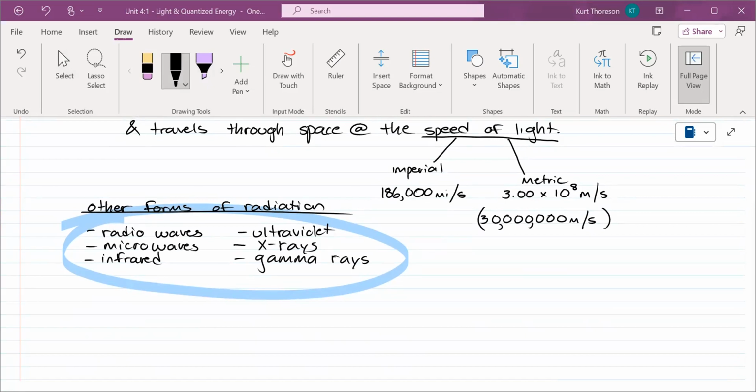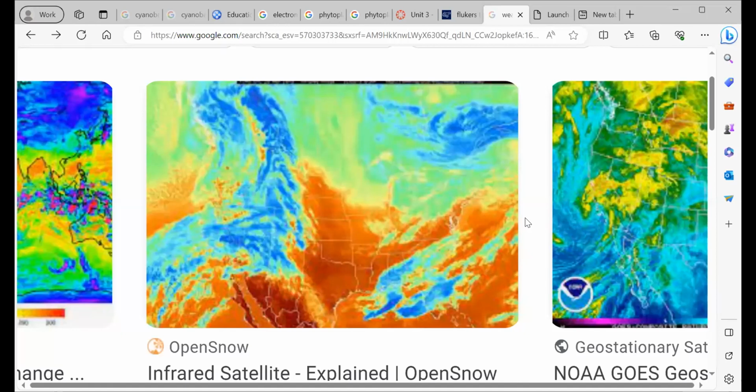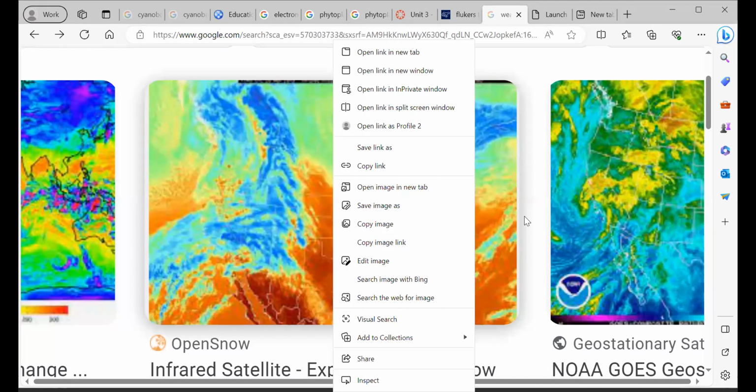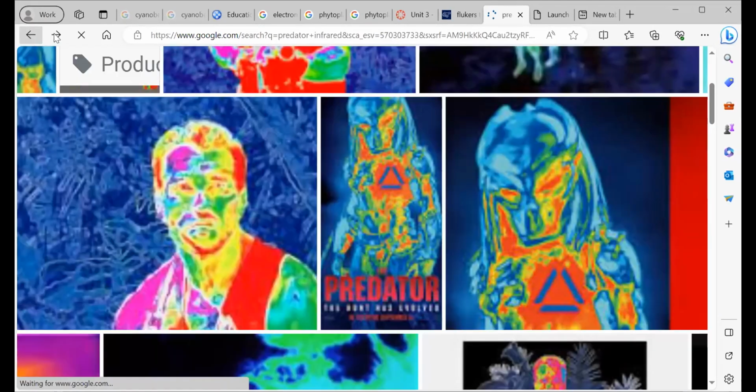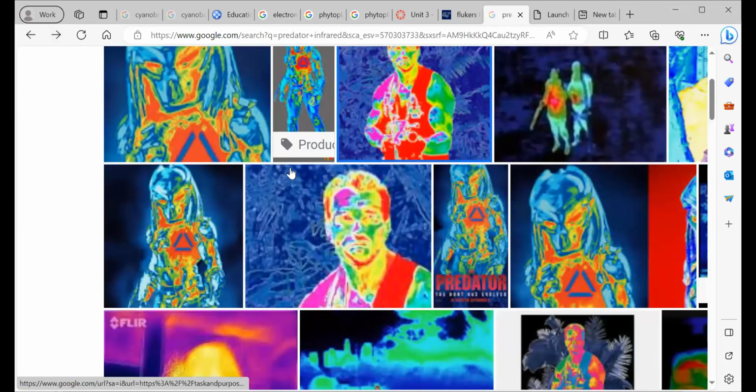We use infrared for weather. Typically, warmer colors represent warmer air. Cooler colors represent cooler air. In the Predator movies, this is how the alien actually sees his prey. You can see in infrared. This is also how pit vipers, like a rattlesnake or a water moccasin, can actually see their prey. They see the body heat.